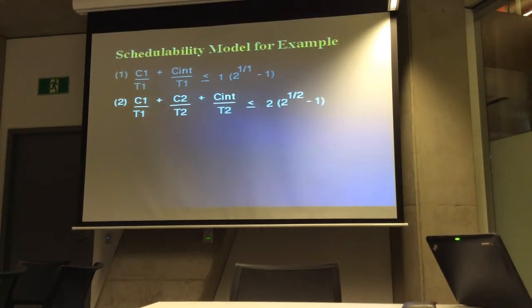Of course, the right-hand side of the inequality is for n equals 2. We're only trying to schedule 2 tasks, even though a third one imposes a blocking factor. These terms for task 2 add up to 0.867 in our example. But U of 2 equals 0.828, so already this fails Theorem 1.